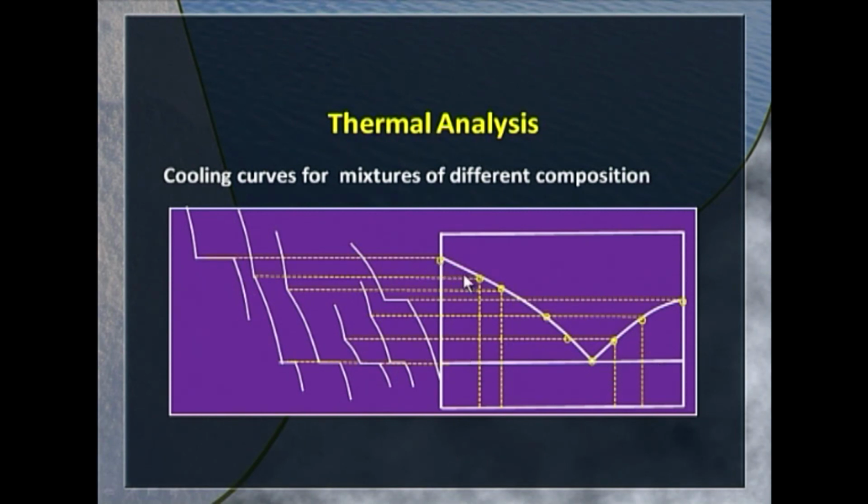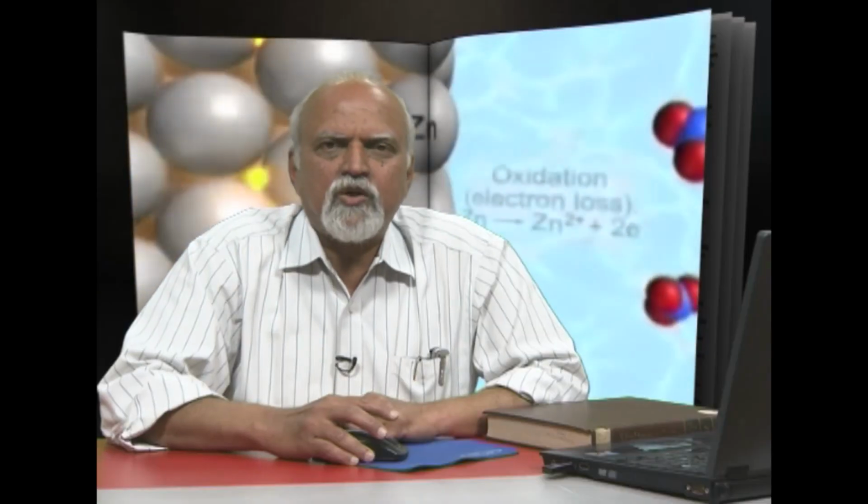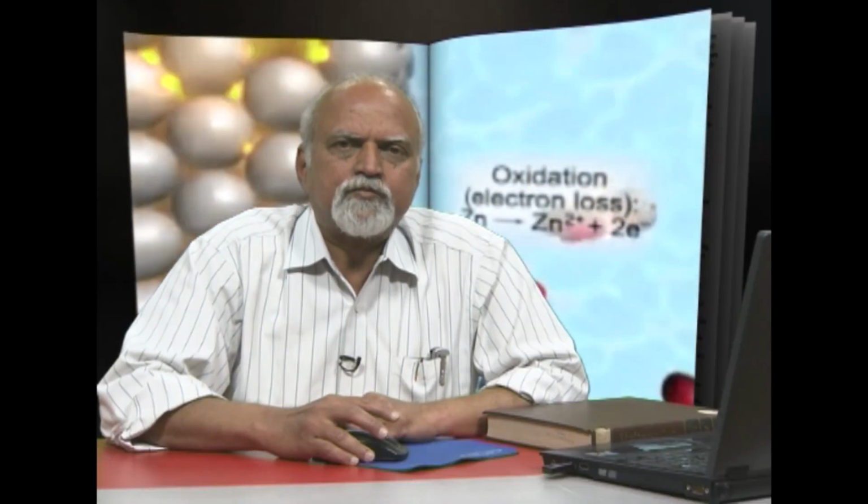Ultimately, you are able to trace the curve corresponding to the melting points of solid A containing various amounts of solid B and solid B containing various amounts of solid A, ultimately meeting at the eutectic temperature. So, this must have given you some idea how to construct a phase diagram for a simple eutectic system.